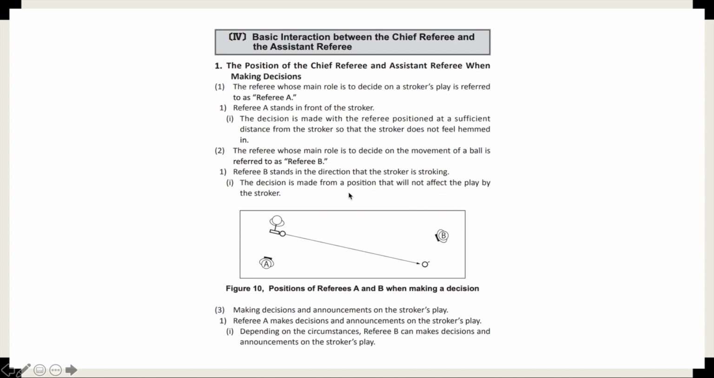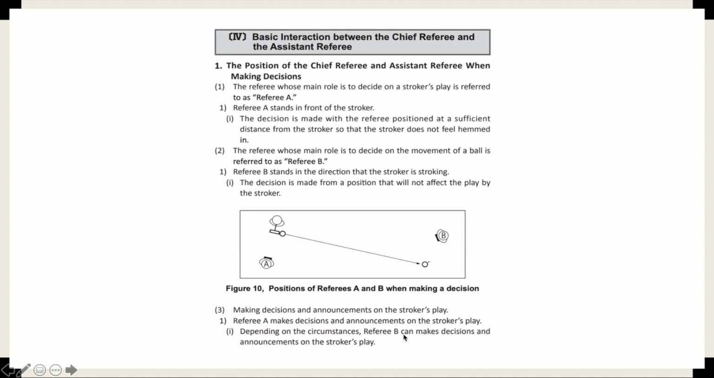Referee B stands in the direction that the stroker is stroking, as we discussed. The position is one that will not affect play by the stroker, so you can leave quite a bit of distance here. It's not as imperative as the 2 meter minimum from the stroker, as referee A is doing here, making decisions and announcements on the stroker's play. So this is what referee A is doing: referee A makes decisions and announces on the stroker's play.